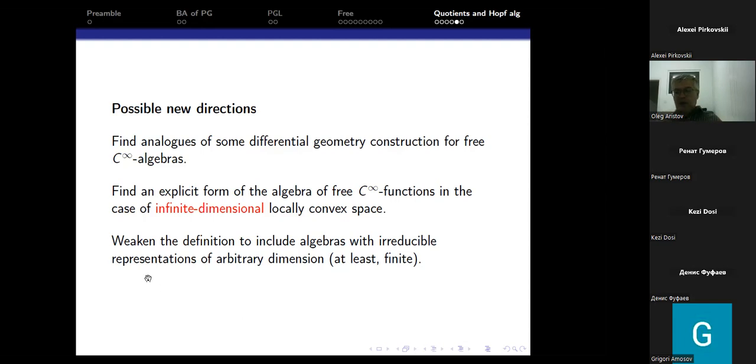And also I recall that we used the class of Banach algebras that have finite dimensional representations. This is also true for PGL algebras, which are projective limits. So the desire is to weaken the definition to include algebras with irreducible representations of arbitrary dimension, not at least finite dimension.